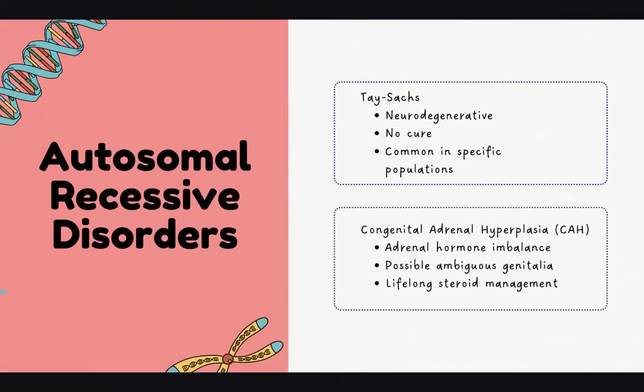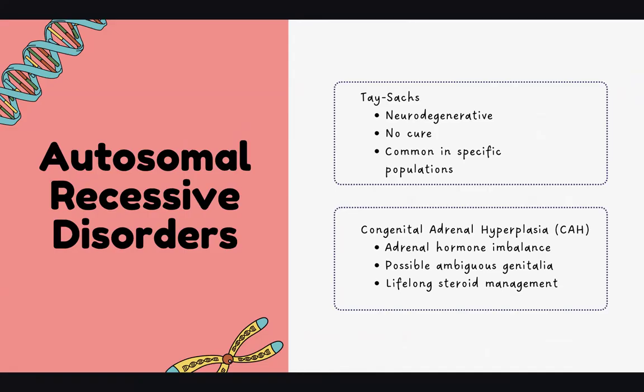Okay, moving into autosomal recessive, we need two copies of a gene, one from each parent, to end up with these disorders. The first one is Tay-Sachs, which is neurodegenerative. There is no cure, and it's more common within certain populations. And then there's congenital adrenal hyperplasia. They will have an adrenal hormone imbalance. They also have the possibility of having ambiguous genitalia, and they will need lifelong steroid management.